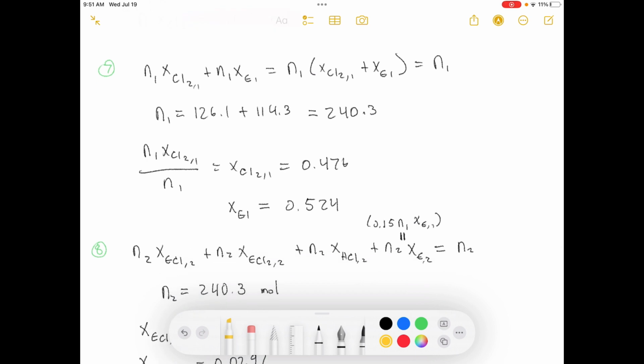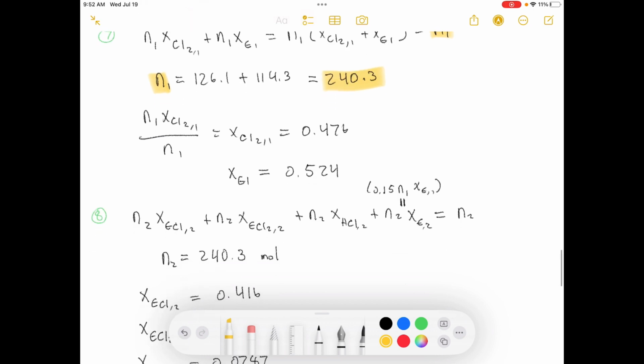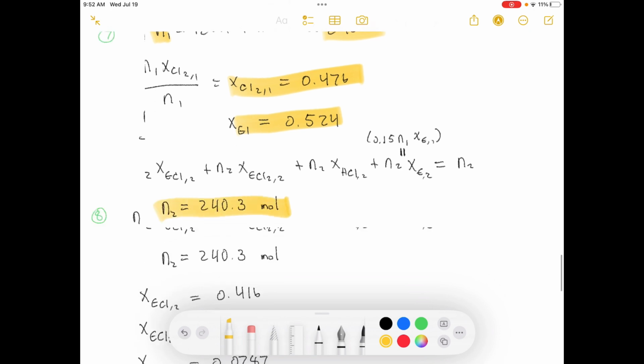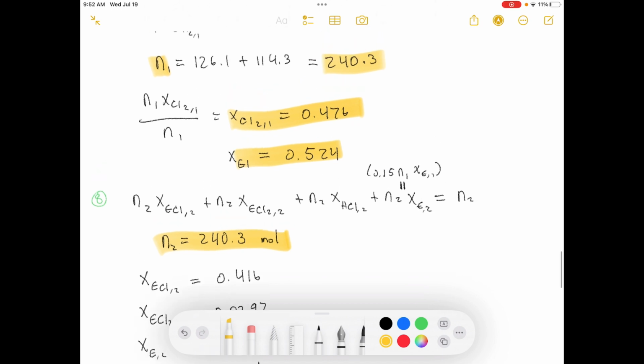So then we get equation 7. We've figured out all of these unknowns, and so then we're able to solve for what N1 is. Okay. N1 equals this, and then you can solve for your mole fractions finally. Okay. Then N2 equals this. Here's a really important check that you can do. Look, N2 equals N1. Very important.